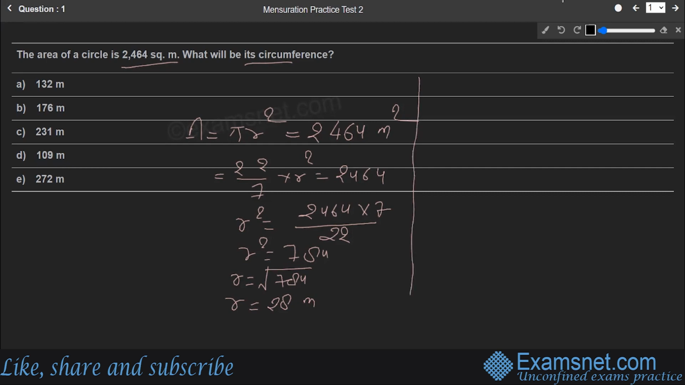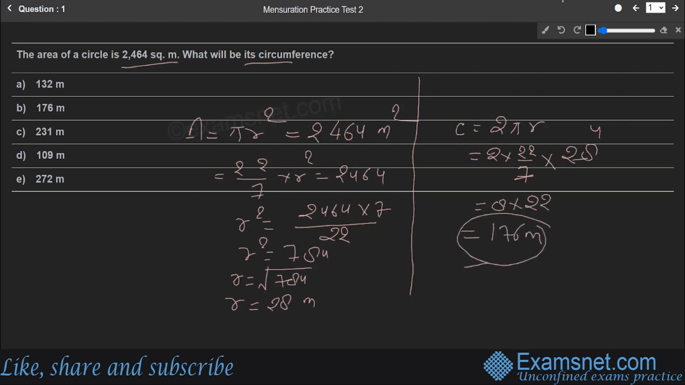Now we are supposed to calculate the circumference, so we're going to use the circumference formula. Circumference formula is 2 pi r, which is nothing but 2 into 22 by 7 into the r. R we have just calculated to be 28. So we can solve this easily. This is 8 into 22, which is nothing but 176. So that is the circumference value, 176 meter. It is available in option number B, becomes the right answer.